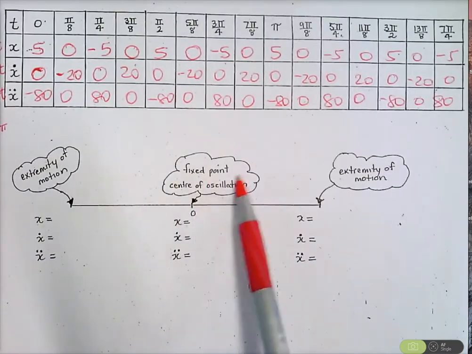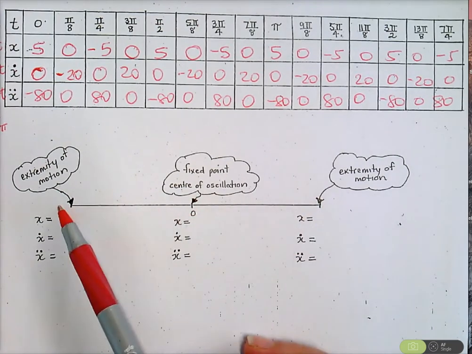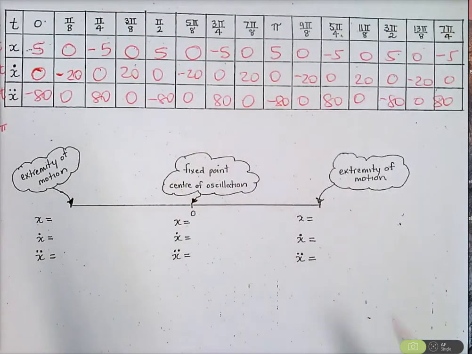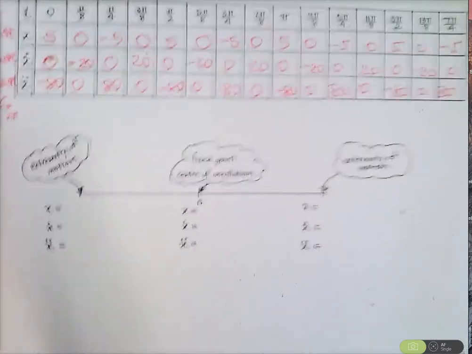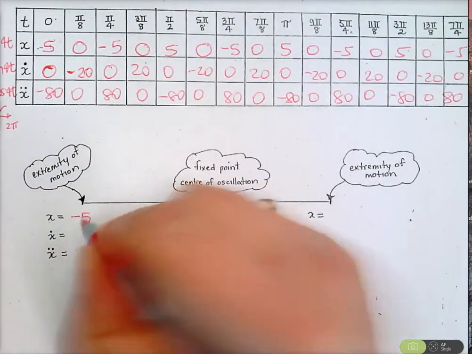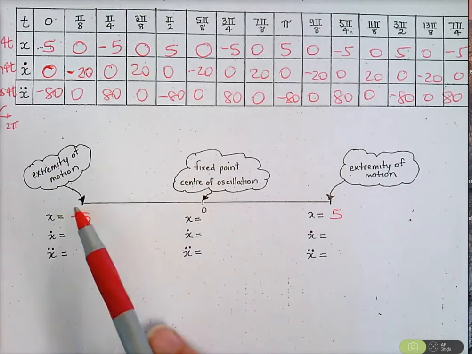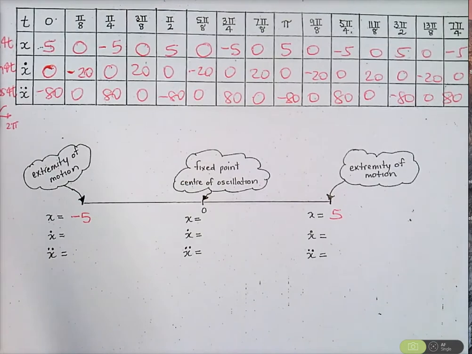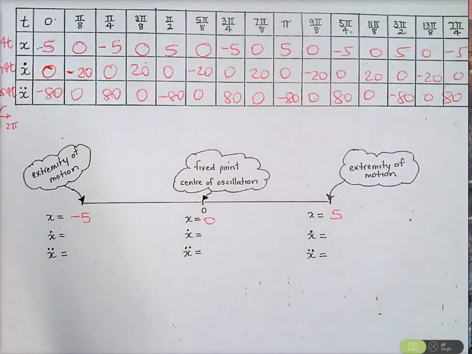This bit in the middle is the fixed point, or the center of oscillation, and the particle will go there, come back to the center, go back to the left, go back to the center. It oscillates forward and back. So at the end points, what's the displacement? You can see it up here too: negative 5 and 5. It goes 5 units to the right, back, 5 units to the left, back, or it could be up and down motion as well: 5 up, back to the center, 5 down, back to the center. And x is 0 in the middle. So you have your extremities of displacement on the ends.